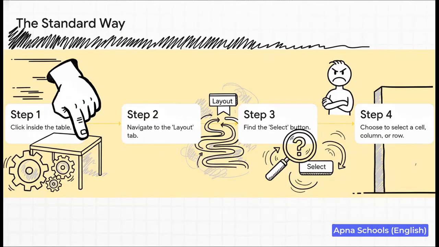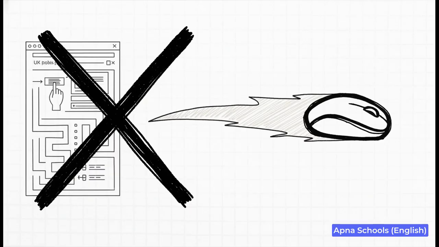You click in the table, you go hunting for the Layout tab up top, you find the Select button. It's a whole journey just to select a column. And honestly, it's a total workflow killer. But what if I told you that entire trip up to the ribbon is completely 100% unnecessary? What if you could do it all, right there with your mouse, without ever leaving the table itself?